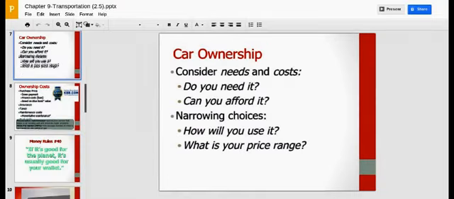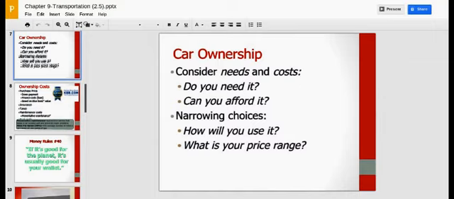So when you're deciding on owning a car, you want to consider your needs and cost. Do you need a car? That's kind of what you want to start off with if you're deciding to get a car. Well, do you need it? Do you live in a city where you can take public transportation and it's not a necessity? And secondly, you want to look at, can you afford it? So those are the two main broad questions you ask yourself first. Do I need it? Can I afford it?